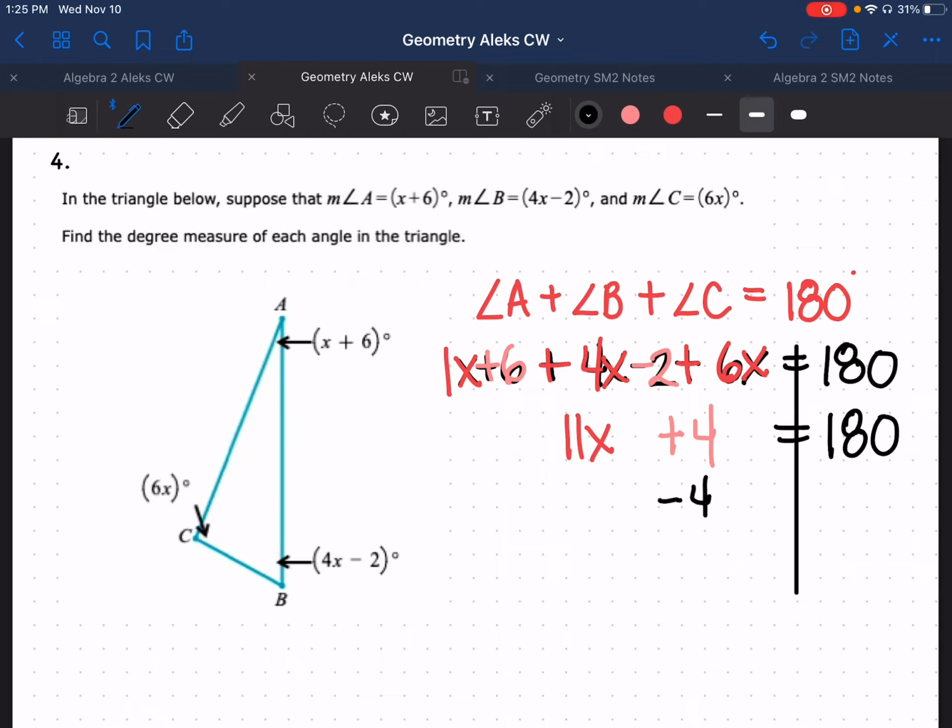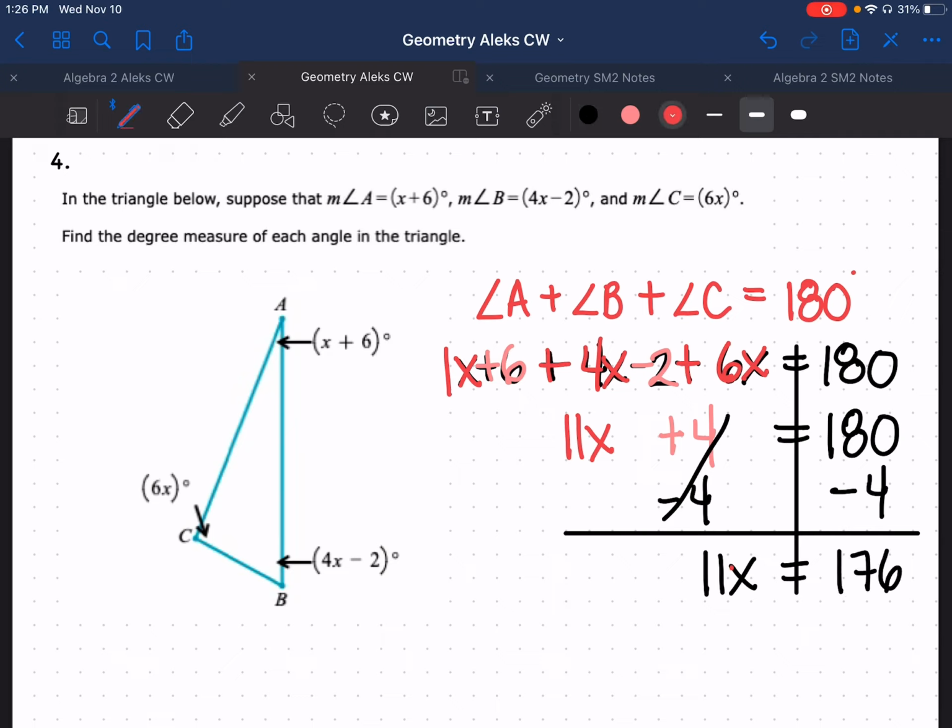We're going to go ahead and subtract. We're just solving for x now. That's 176. And if I have to get that x alone, remember there's multiplication hiding there. So we're going to go ahead and divide by 11.